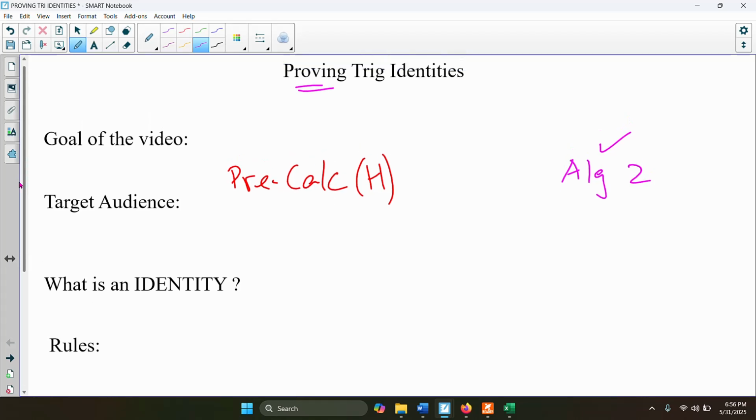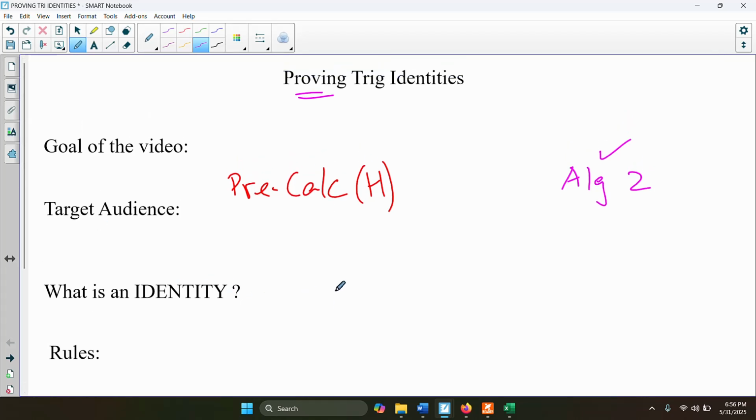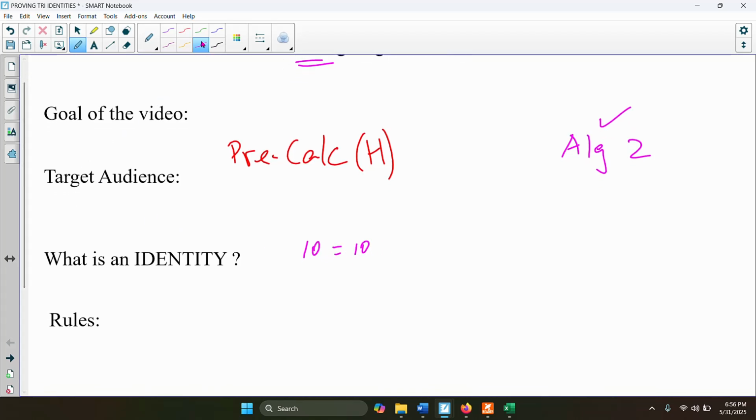All right, so let's talk about what an identity is. An identity is basically any equation that is always true. That's a fact. As simple as, say, 10 equals 10. Is that an identity? Yes, it's an equation. It's an equal sign. Left side equals right side, always. So you could say this is an identity. That's a very trivial identity. Really, it's like the reflexive property, if you remember those things from the early parts of algebra.